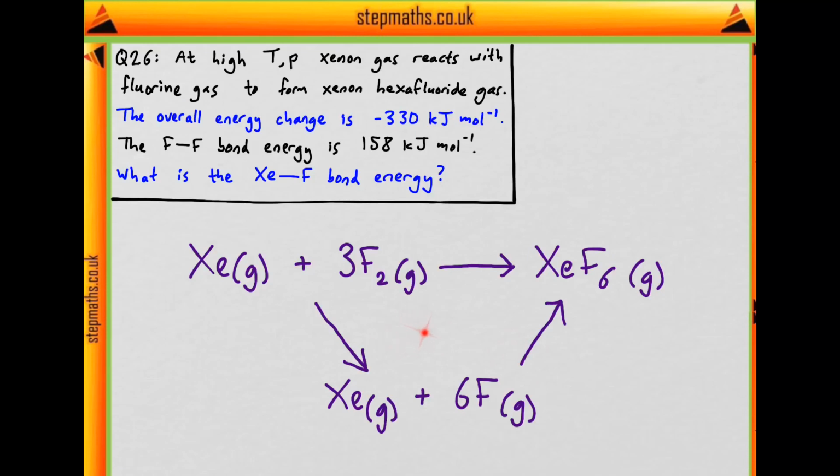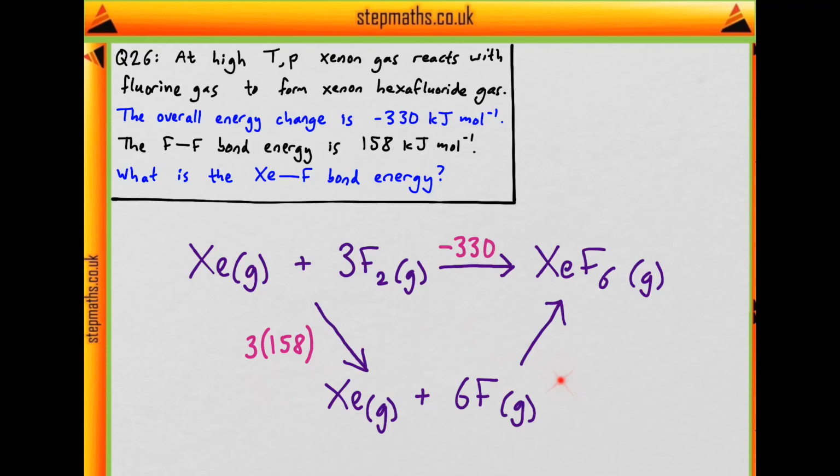Now let's put some numbers in. So we're told the overall energy change for the process is minus 330. And that's this, because this is our reaction. And we know the F-F bond energy is this. So we've got 3 bonds that we're breaking, so we need 3 times 158. And have we got the sign the right way around for this? Well, we know that breaking bonds requires energy, so this is going to be a positive value because we need to add energy to the system.